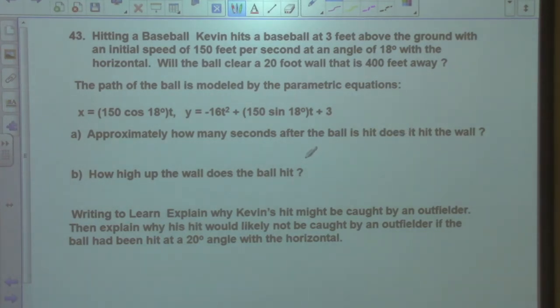So this is asking a question, and really it's a leading question. Approximately how many seconds after the ball is hit does it hit the wall? So you got a 20-foot wall, and the question I would ask before this question is, does the ball go over the wall or not? Well, according to the way this question is framed, the ball does hit the wall.